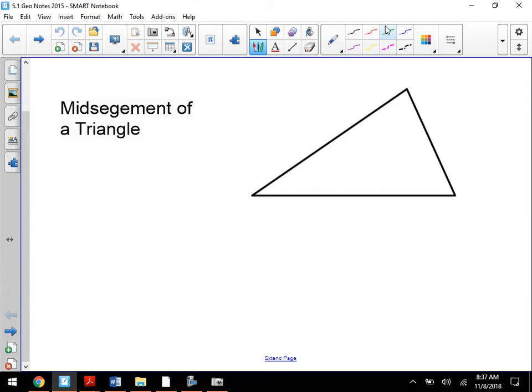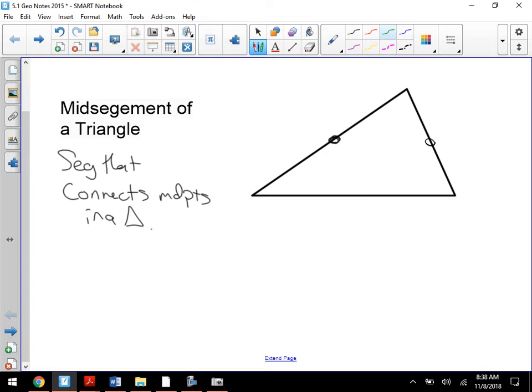The mid-segment is the segment that connects midpoints in a triangle. How many midpoints can you have in a triangle? 3. You're right, there are 3 of them. Because there are 3 sides, you have 3 midpoints. And the mid-segment itself is just the segment that connects them.